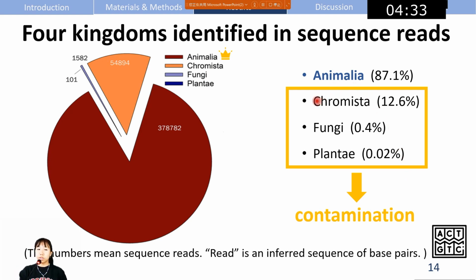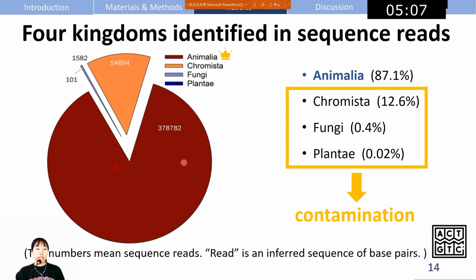Here is the result. This pie chart shows that there were 4 kingdoms identified in the sequence reads. The number means sequence reads, and a read is an inferred sequence of base pairs. What is a base pair? Two of the nucleotides means one base pair.